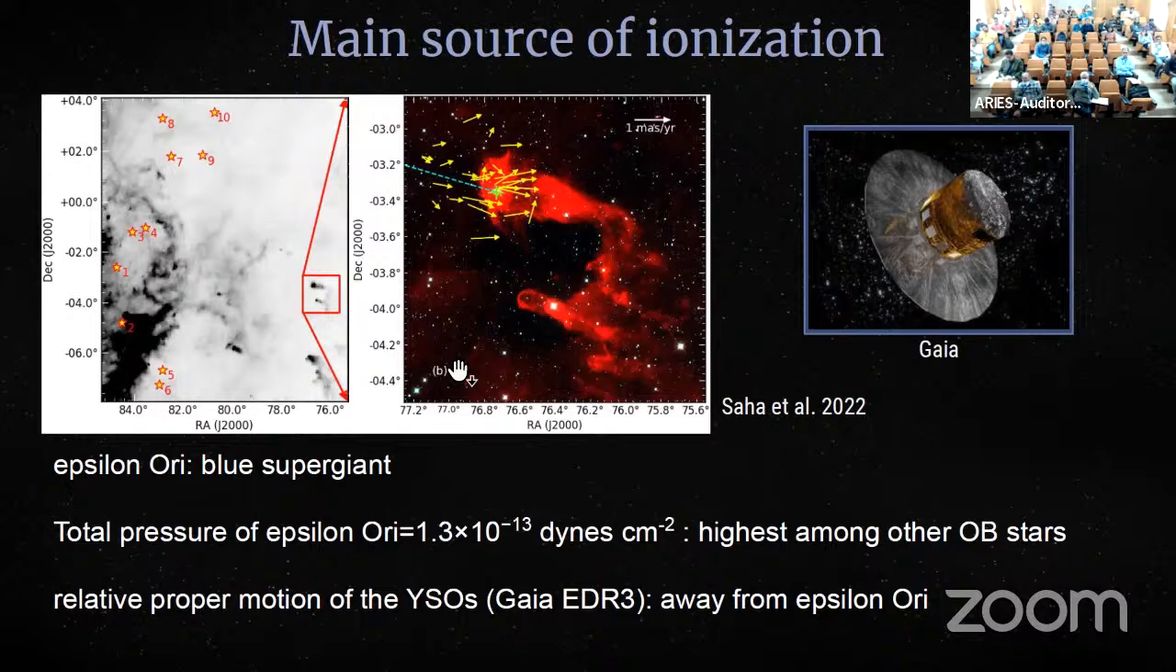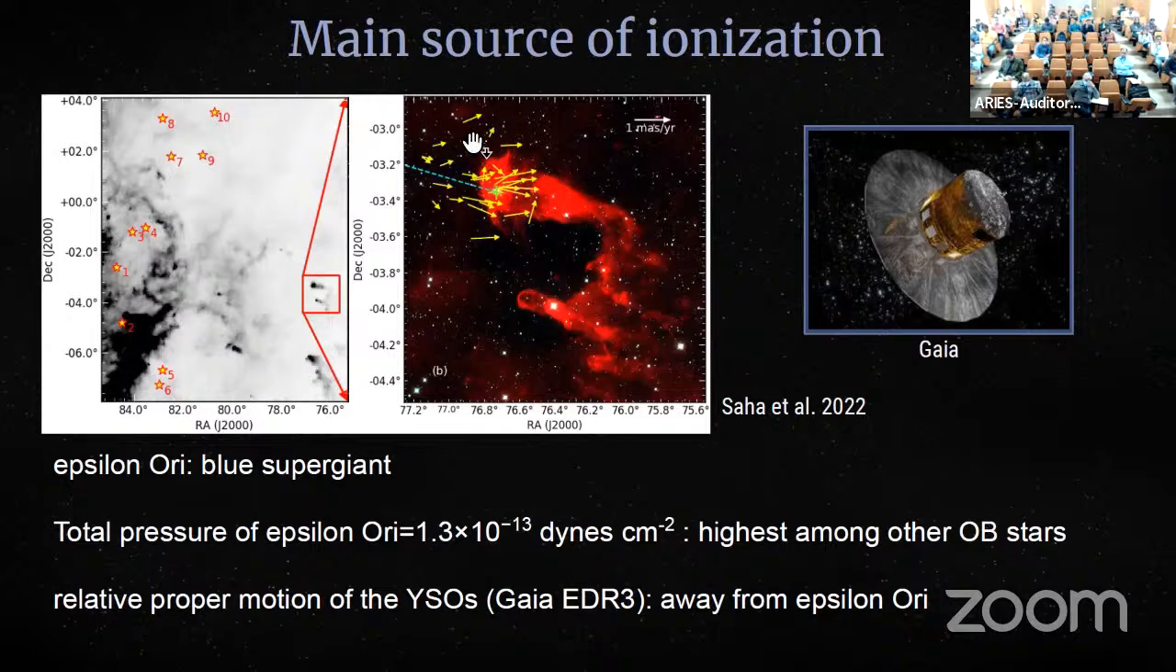And we have considered another method. We took the YSOs located towards this region from literature, and we obtained their proper motion from Gaia EDR3. Then we subtracted the proper motion of Epsilon Ori from the observed proper motion of the YSOs in Gaia EDR3, and thus we obtained the relative proper motion of the YSOs with respect to Epsilon Ori.